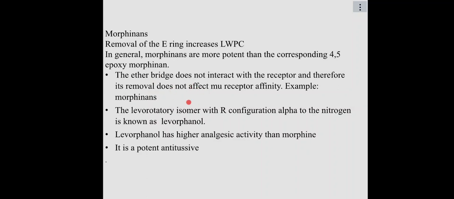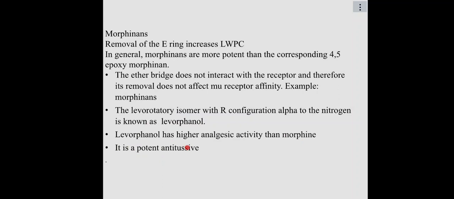So this is not complete. So you say its removal, of course, does not affect binding, but its removal increases the lipid water partition coefficient and therefore better penetration of the lipid membranes. The levorotatory isomer with R configuration alpha to the nitrogen is known as levorphanol. So levorphanol is that which has the R configuration alpha to the nitrogen. Levorphanol has higher analgesic activity than morphine.